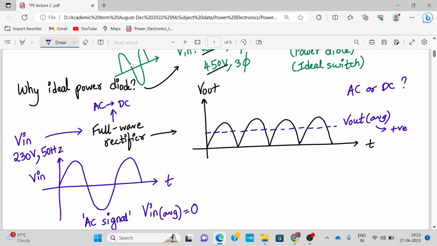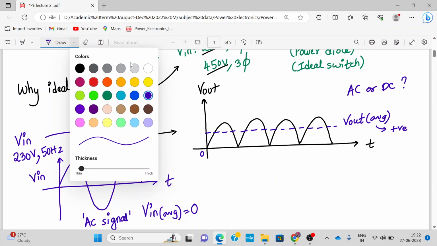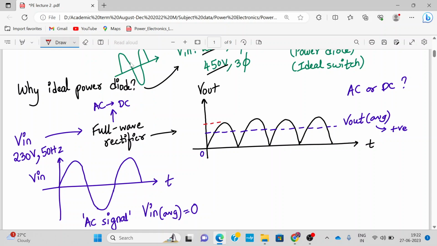Alright. But what is this value? It reaches a peak value of Vm. So what is this peak value given by? This is Vm.